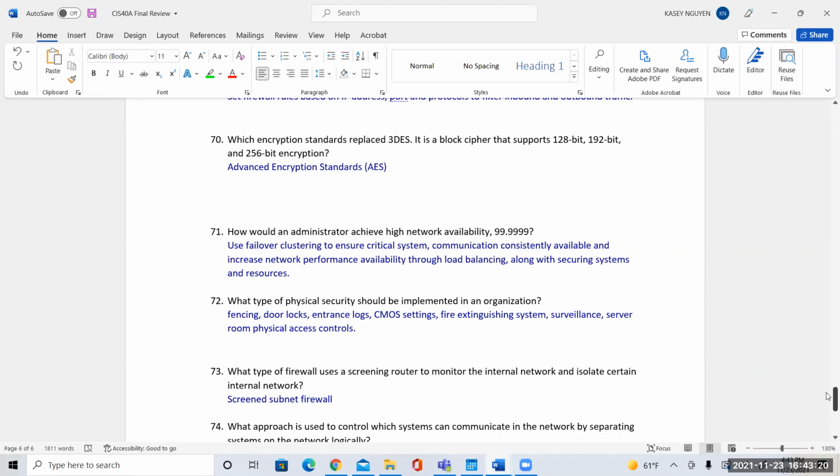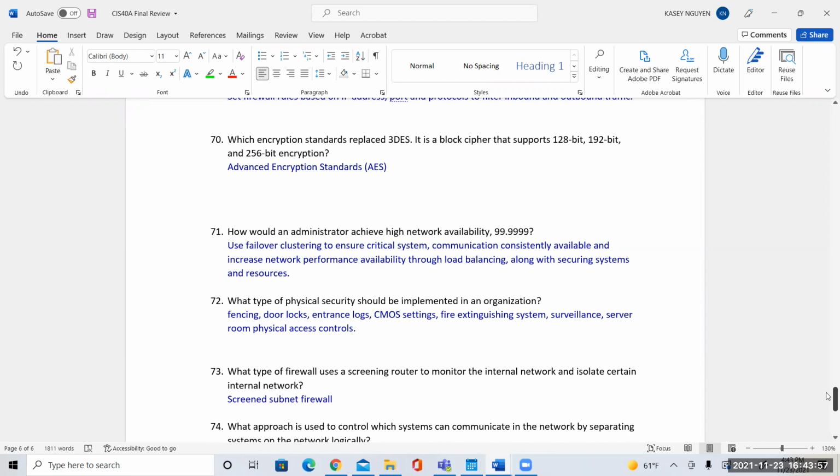We should use door locks, entrance logs, CMOS settings to protect our physical computer, fire extinguisher for the system, surveillance, server room physical access control. We can go on, humidity management, right? And etc. So those are the things that you need to derive in a plan. If you do a business continuity plan, you're going to talk about physical protection.